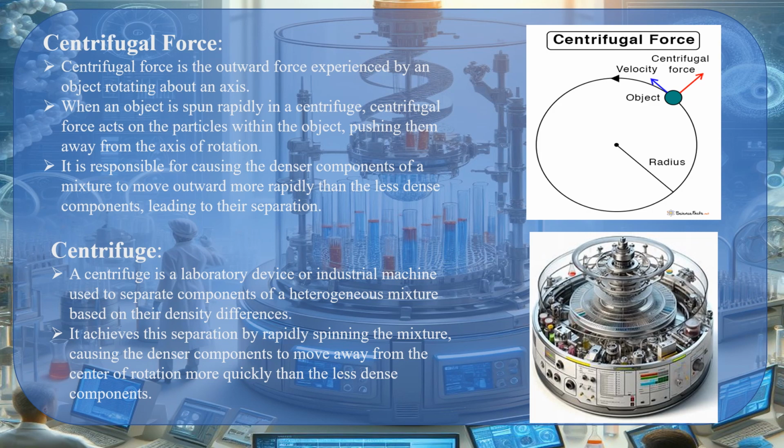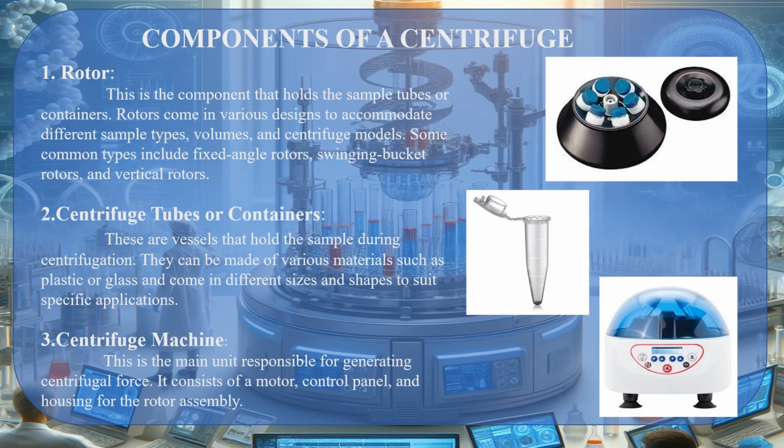First is centrifugal force. The centrifugal force is the outward force experienced by an object rotating about an axis. When an object is spun rapidly in a centrifuge, centrifugal force acts on the particles within the object, pushing them away from the axis of rotation. Next, the centrifuge is a laboratory device or an industrial machine used to separate components of heterogeneous mixtures based on their density difference. It achieves this separation by rapidly spinning the mixture, causing the denser components to move away from the center of rotation more quickly than less dense components.